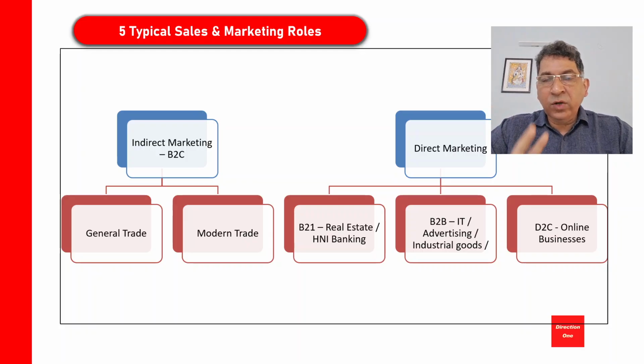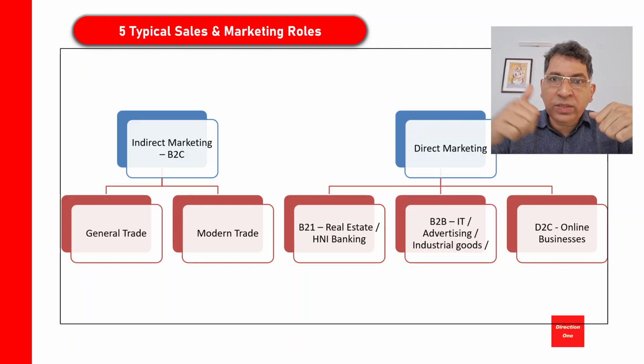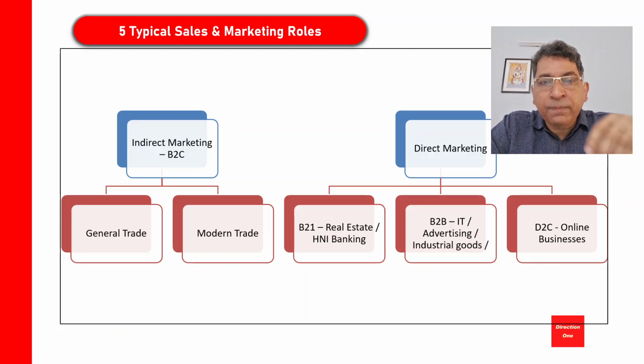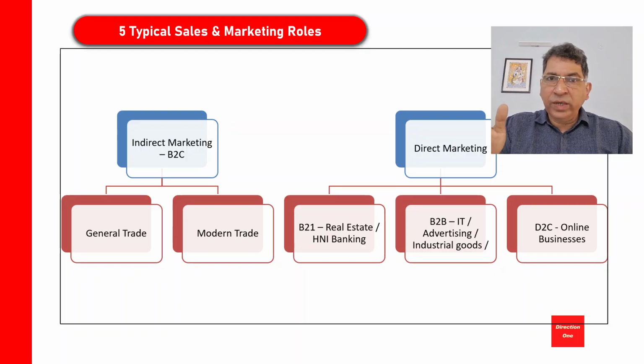So to summarize, we've got two broad roles in sales and marketing. One is an indirect marketing role. The second one is a direct marketing role. Within indirect marketing, you've got general trade and modern trade. Today, if you look at the FMCG sector, you've got general trade, which is about 90% of the overall business. You've got modern trade, which is about 3%. You've got D2C, e-commerce, quick commerce, Zepto, Blinkit, and Instamart, which is about 7% of the market. And you've got direct marketing, with three different types. One, we've looked at D2C. The second one is B2B. The third one is B2C.